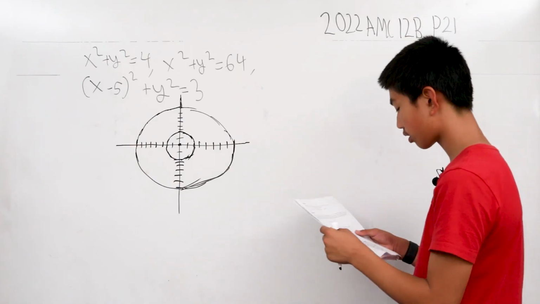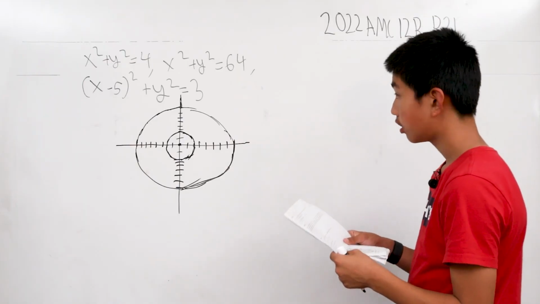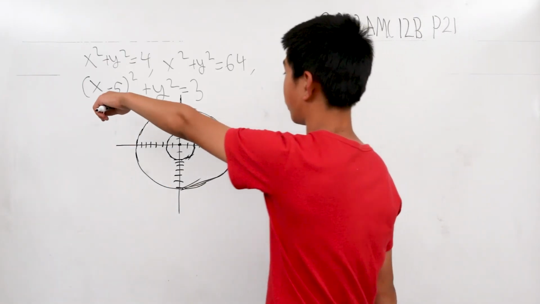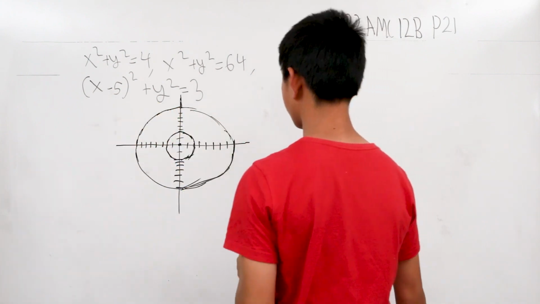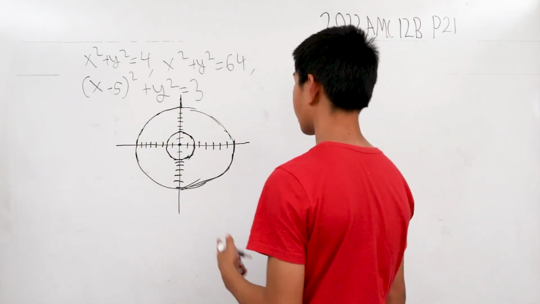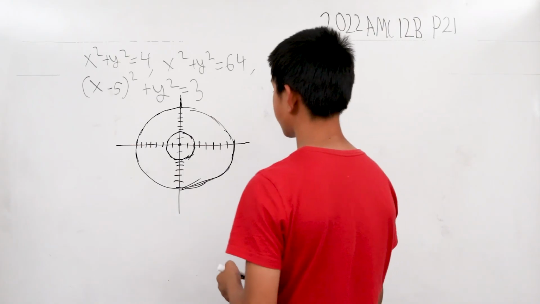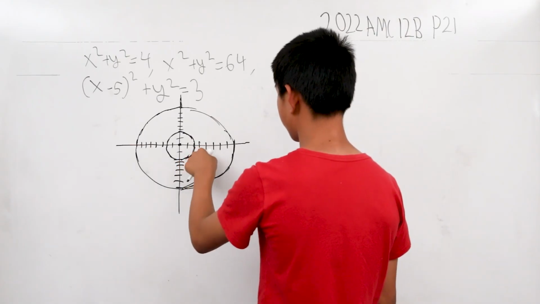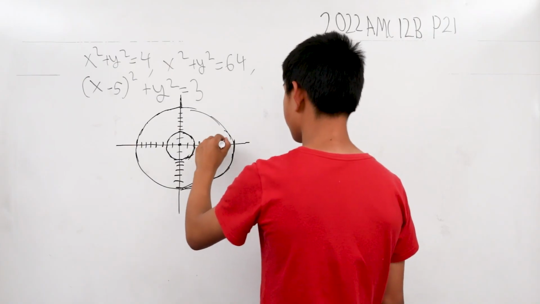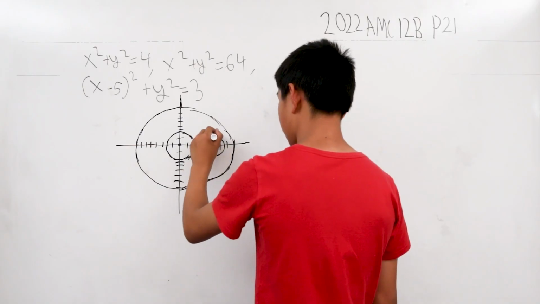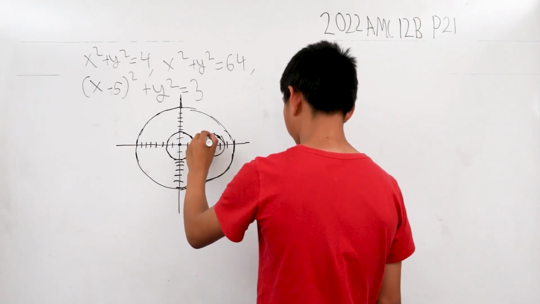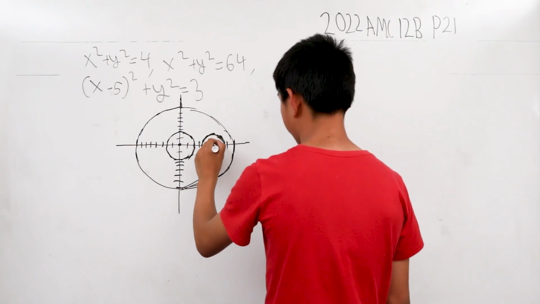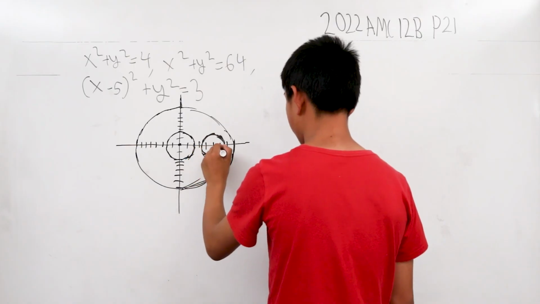And our final circle is a circle, but now its x coordinate is 5 and not 0. So this is 1, 2, 3, 4, 5, and it's centered about like so, because its radius is, no, the square root of 3. So it's about here.